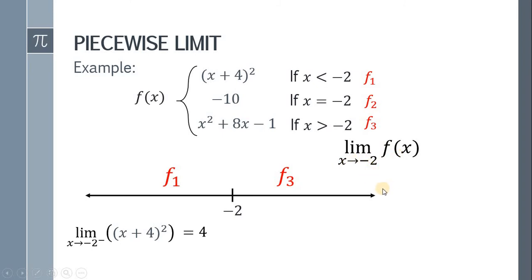Next, we need to find the limit of f of x as x approaching to negative 2 coming from the right. Ang gagamitin naman natin doon ay yung function 3. So we have the limit of x squared plus 8x minus 1 as x approaching negative 2 coming from the right side. Now, plug in negative 2 doon sa ating variable x. We have negative 2 squared or positive 4 minus 16 plus 1. And the answer is negative 13.